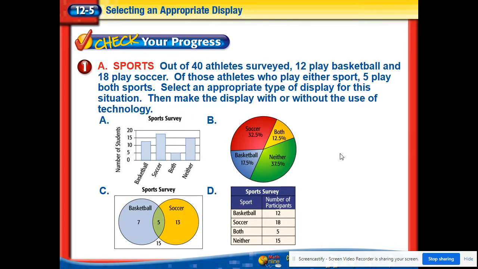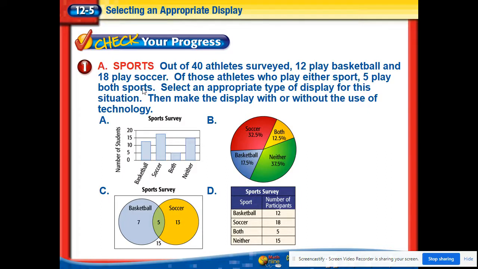All right, out of the 40 athletes surveyed, 12 play basketball, 18 play soccer. Of these athletes who play either sport, 5 play both sports. Select the appropriate type of display for the situation. So here we have some parts where we have some overlap.